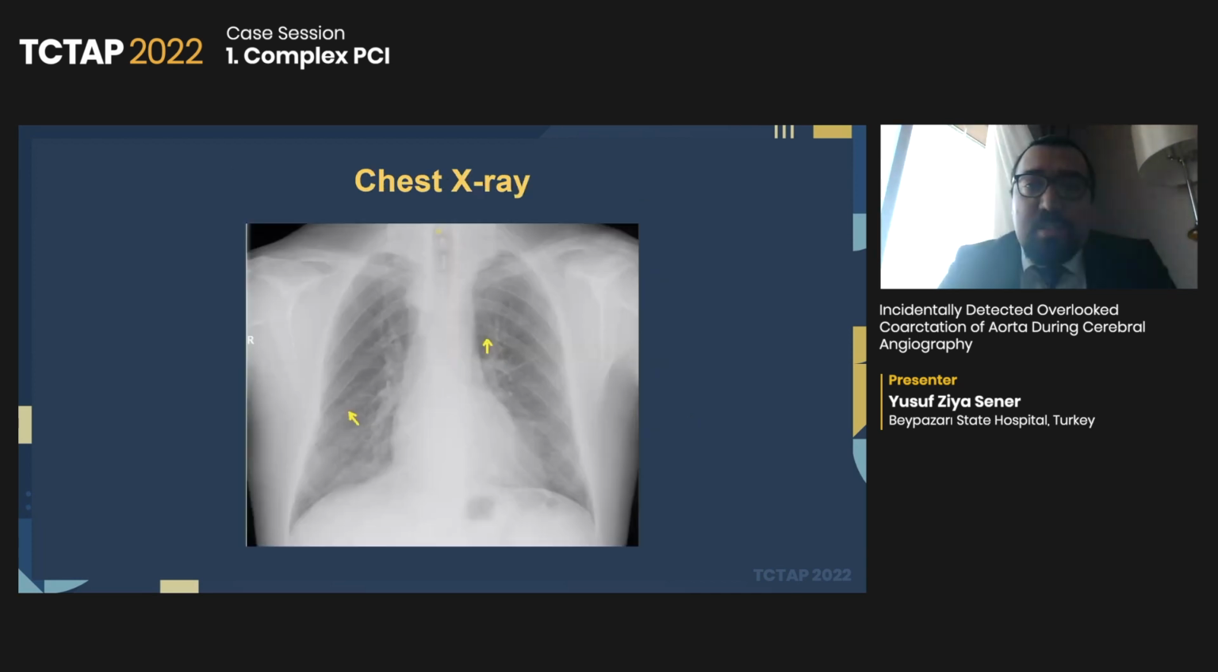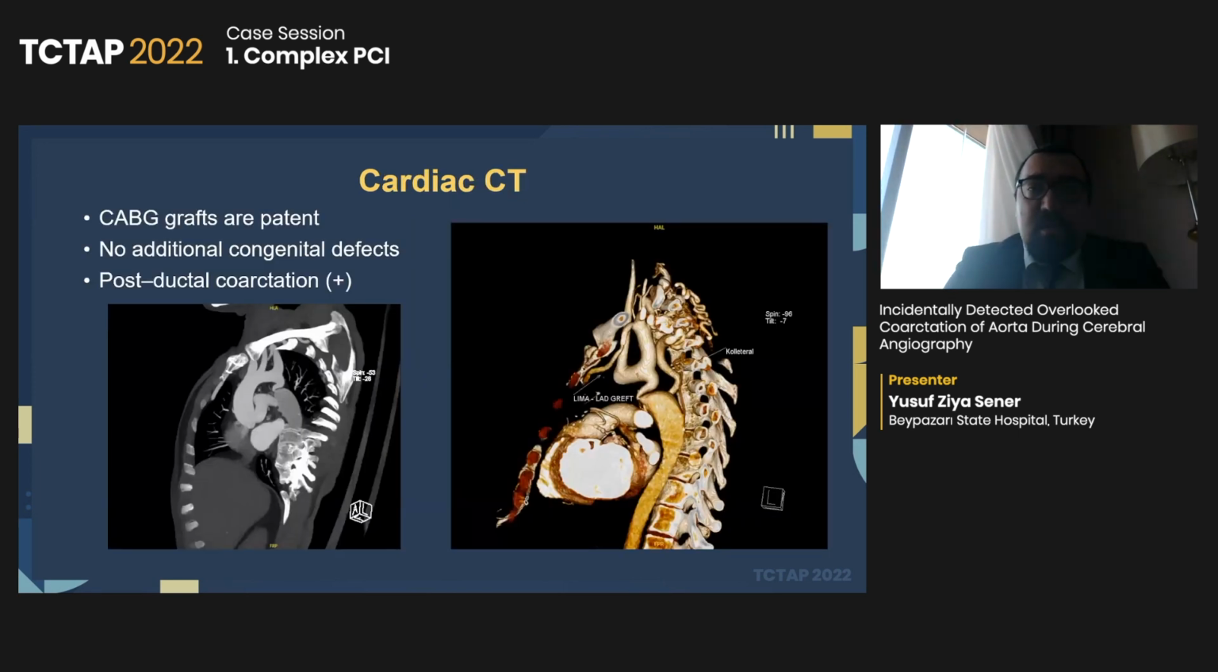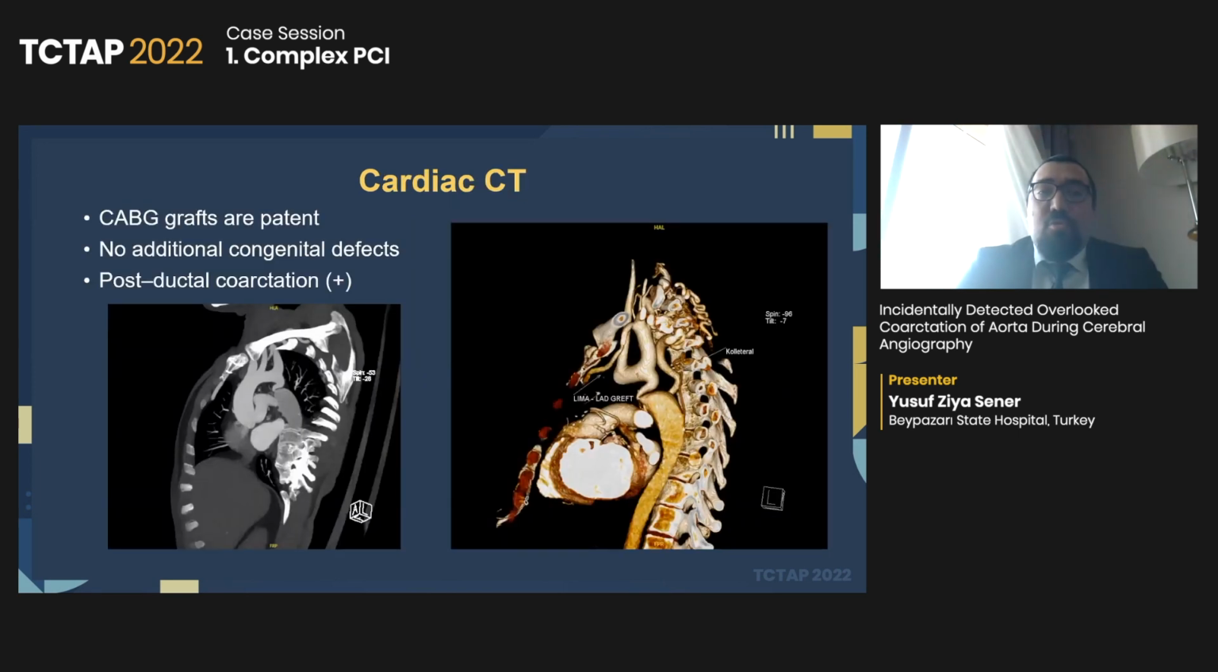X-ray shows costal notchings, and cardiac CT was performed in order to both evaluate the CABG grafts and detect any possible additional congenital defects. The CABG grafts were patent, and no additional congenital defects were detected. Postductal coarctation was, as we see in this image, detected.